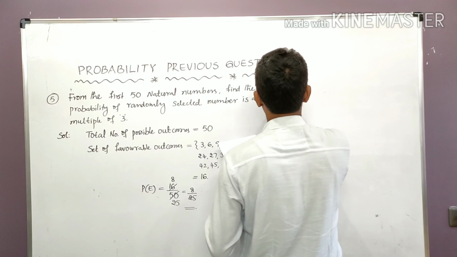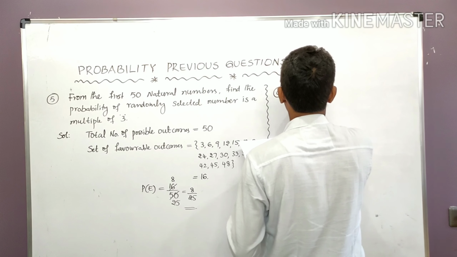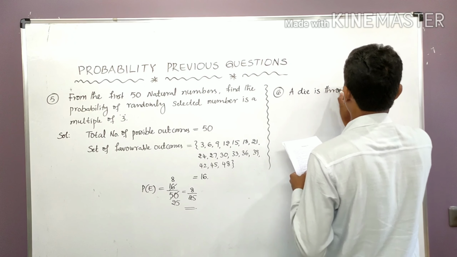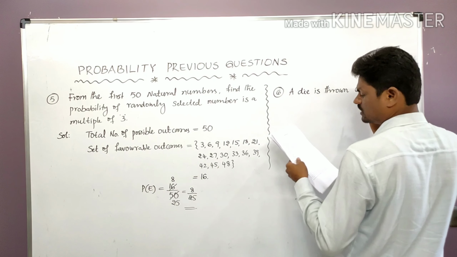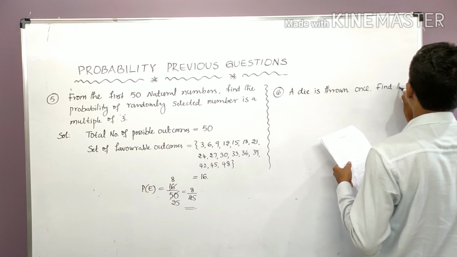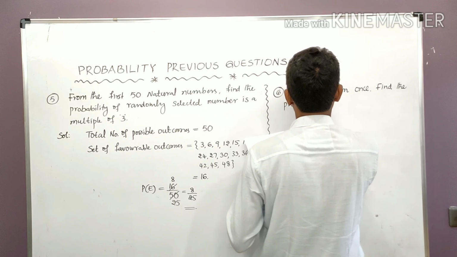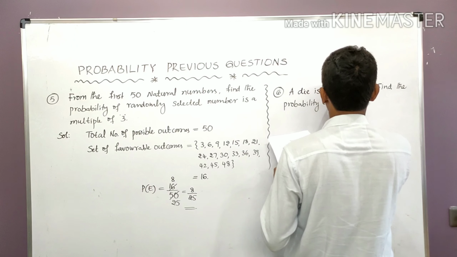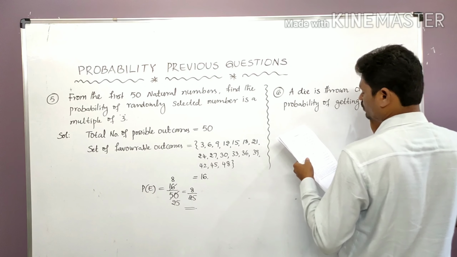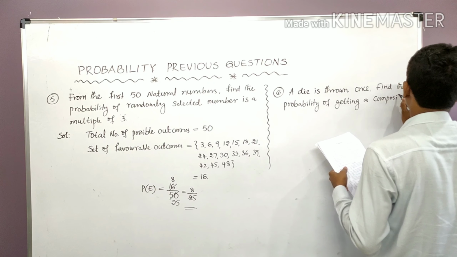See students, it is also one mark. A die is thrown once. Find the probability of getting a composite number. So see students, very easy.